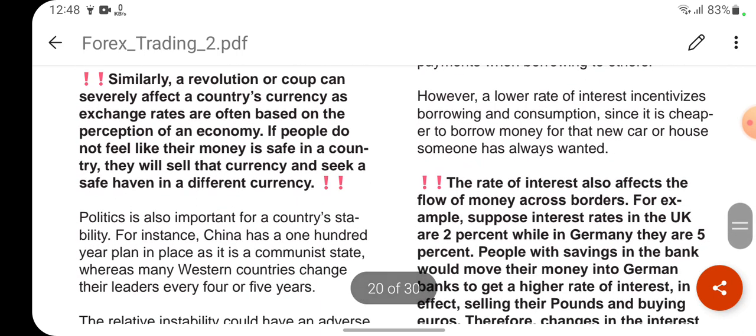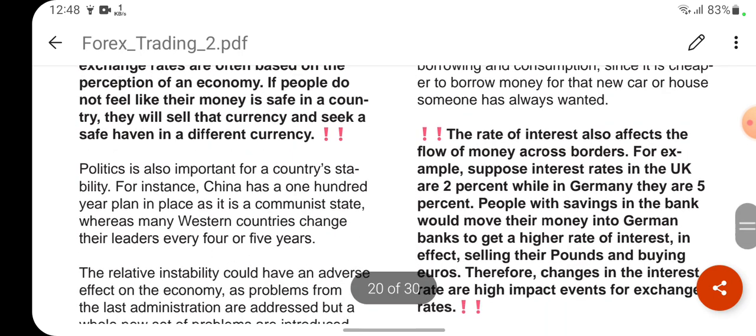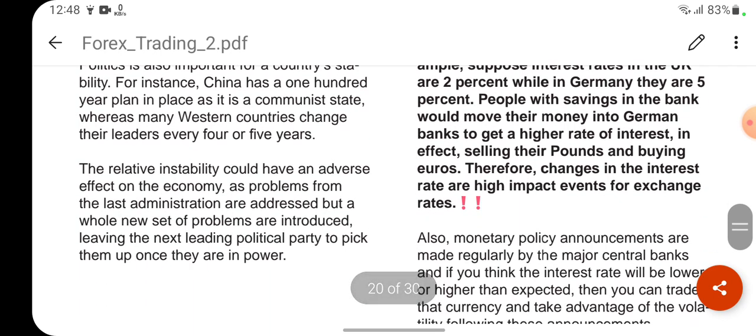So politics is also important for a country's stability. For instance, China has a 100-year plan in place as it is a communist state, whereas many Western countries change their leaders every 4 or 5 years. The relative instability could have an adverse effect on the economy as problems from the last administration are addressed, but a whole new set of problems are introduced, leaving the next leading political party to pick them up once they are in power.